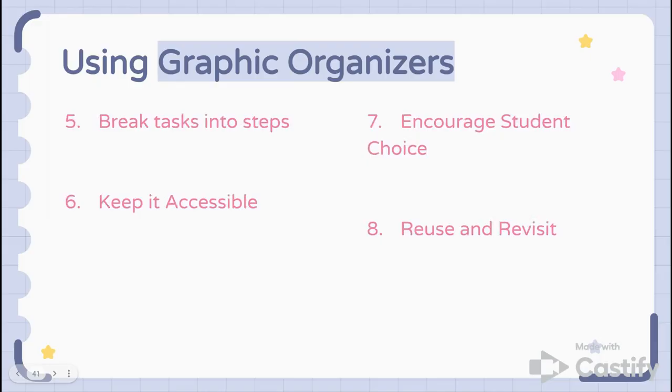Number 5, break tasks into steps. Maybe pre-fill parts of the organizer to reduce overwhelm. Or provide sentence starters or choices for hesitant writers. Number 6, keep it accessible. Print organizers or keep them open on screen during lessons. Maybe save completed graphic organizers in a folder for study review.